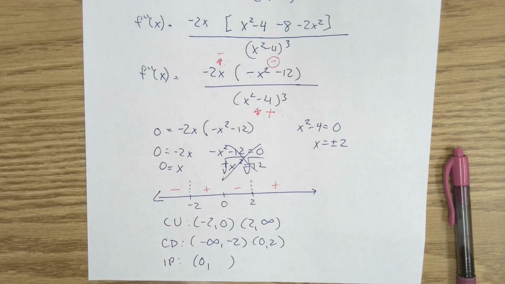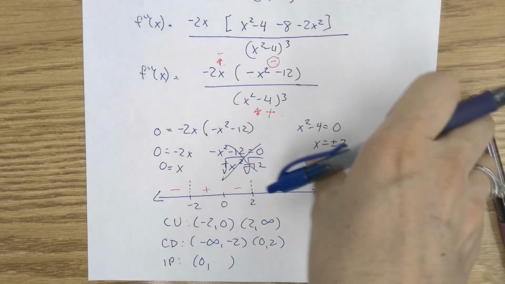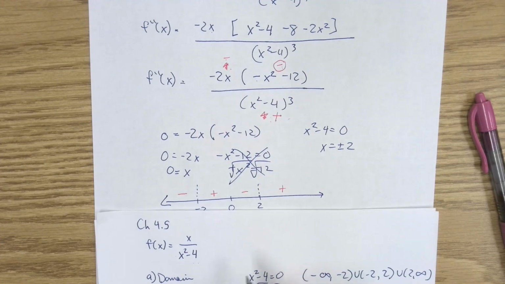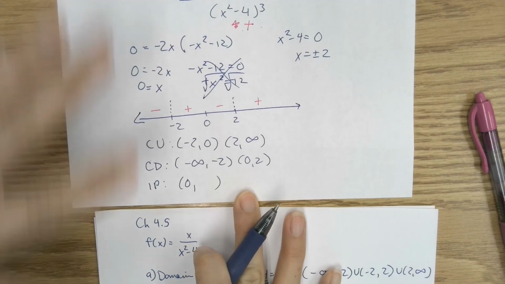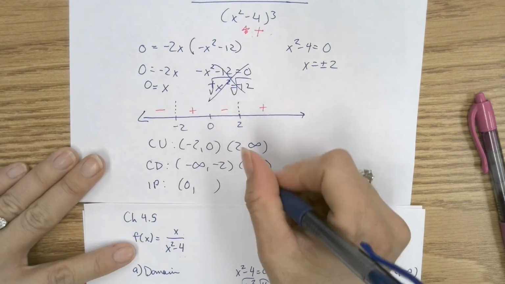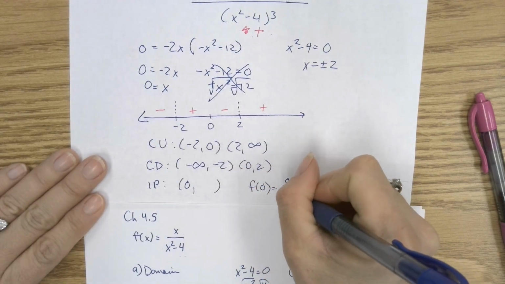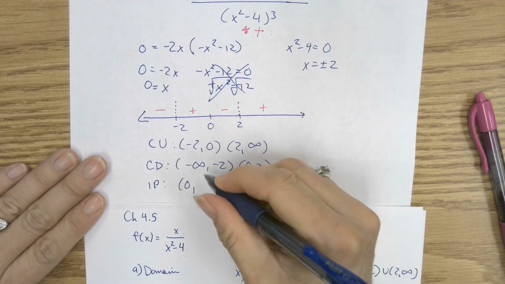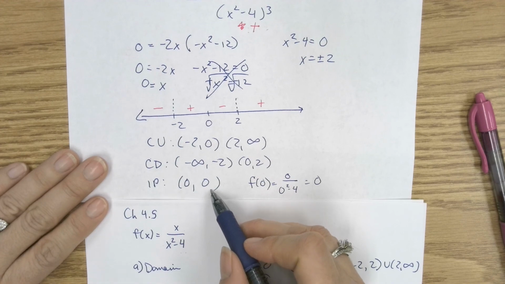And I do want to find my coordinates. And that has to come from my original function. So remember, my original function was x over x squared minus 4. So I'm going to substitute 0 in here, which we've actually already done. That was our y-intercept. So we get 0. So we have an inflection point at that x and y-intercept.